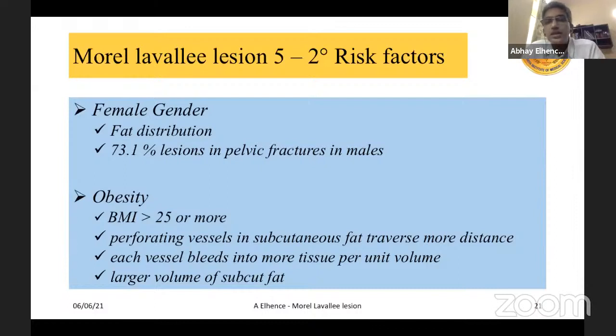And the basic reason is that the fatter a human being, the more the perforating vessels have to traverse per unit volume of tissue, and the larger the volume of subcutaneous fat, and therefore the quantum and the relative area of bleed and potential space is definitely higher.